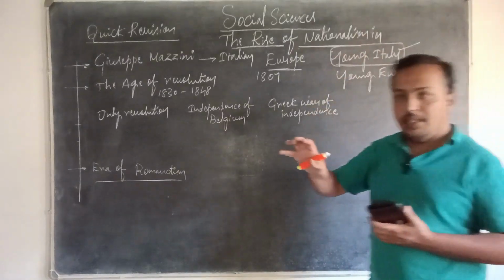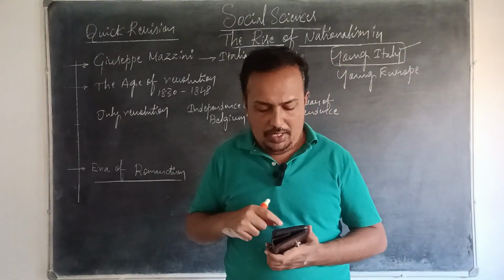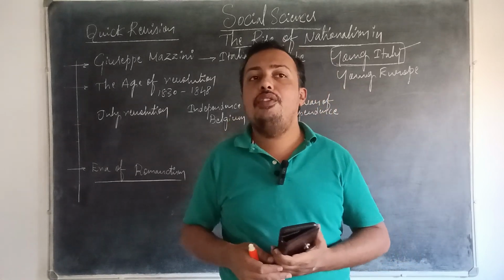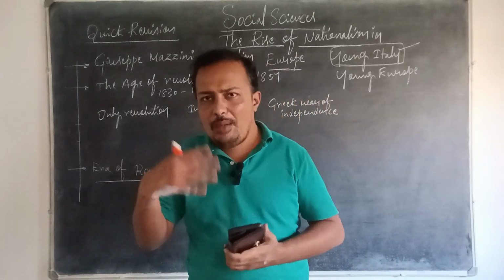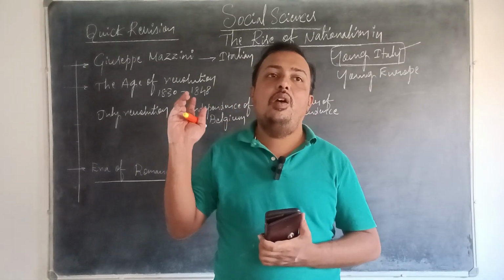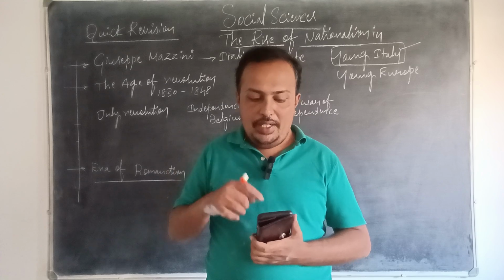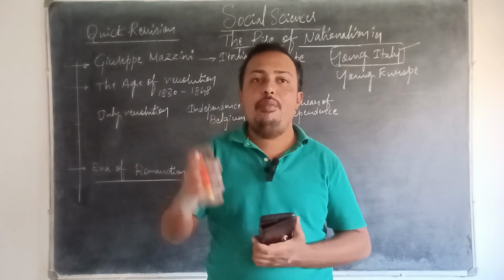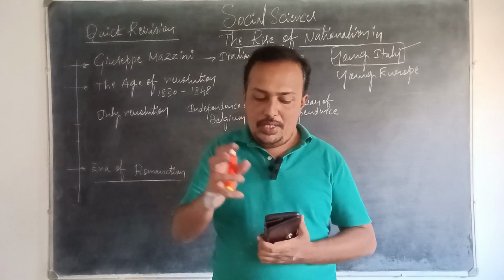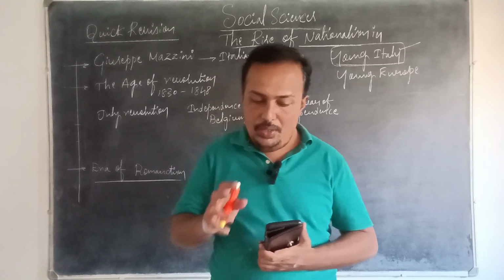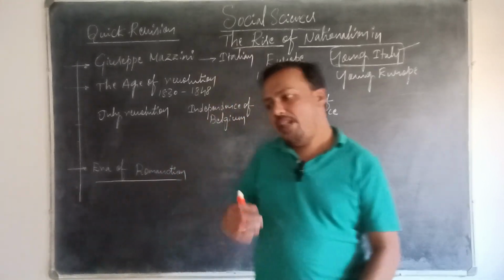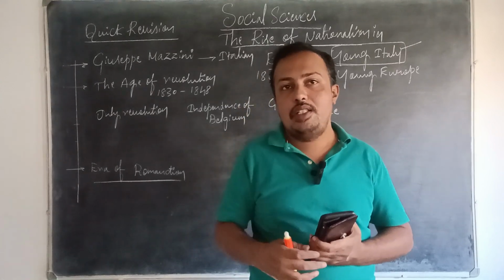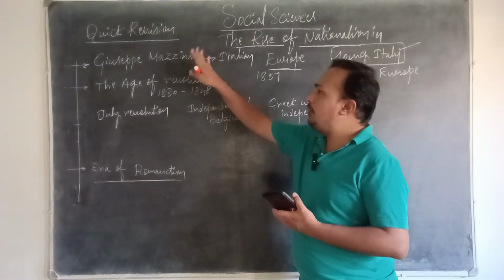When we discuss the unification of Italy, we will speak about Giuseppe Garibaldi. Mazzini believed that God had intended nations to be natural units of mankind. So Mazzini's belief was that God's intention was to see mankind as what? As the formation of nations. So nations to be natural units of mankind. That was the belief of Giuseppe Mazzini.